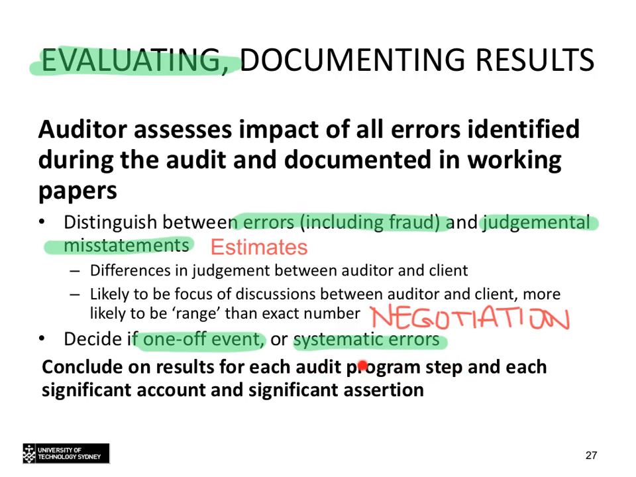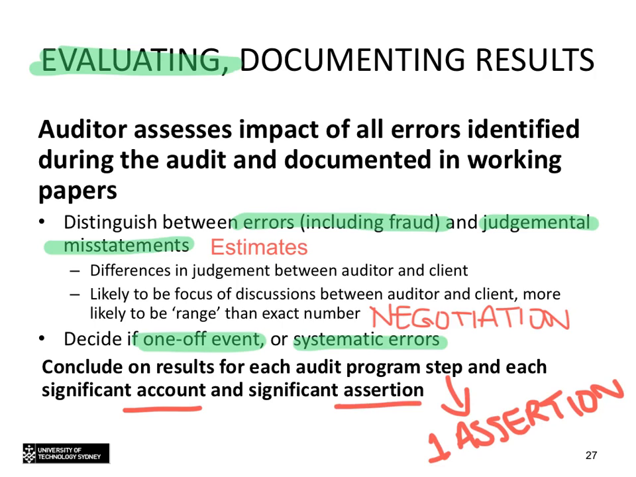So usually each audit program step is related to one assertion. All right. And an entire audit of a company will have lots of different audit programs and steps. So I need to look at each account and each assertion. Right? I can't just test sales for occurrence and not also test it for accuracy.